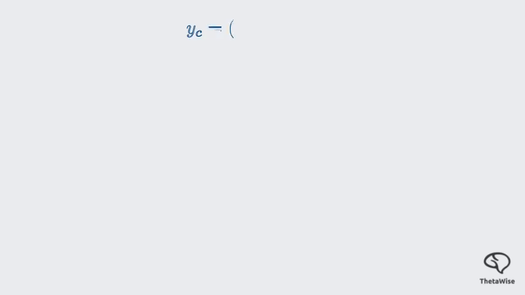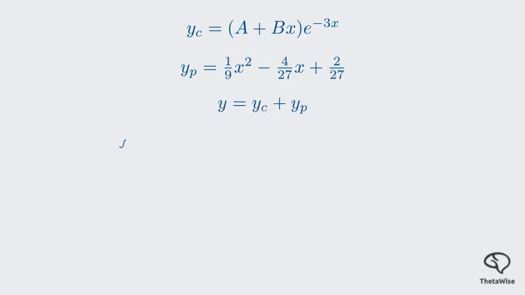We found the complementary solution to be a plus bx times e to the -3x, and we found the particular solution to be 1/9 x squared minus 4/27 x plus 2/27. Therefore, the general solution is y equals a plus bx times e to the -3x plus 1/9 x squared minus 4/27 x plus 2/27. This is our complete and final answer.